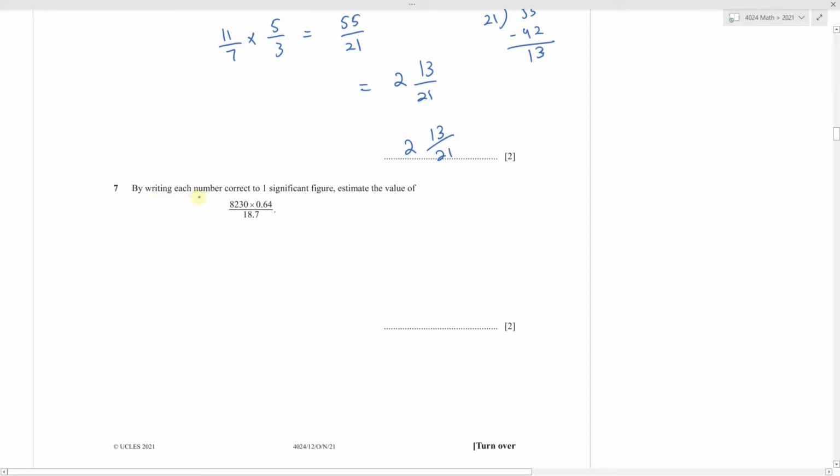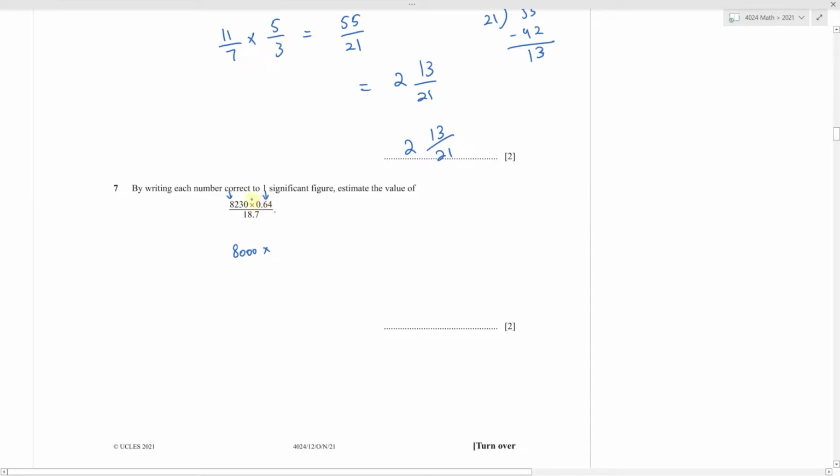Question number 7. By writing each number correct to one significant figure, estimate the value of this. So this is your first significant figure. Next value is less than 5, so everything else becomes 0. Multiplied by, this is your first significant figure. Since this is a 0, this is not counted.